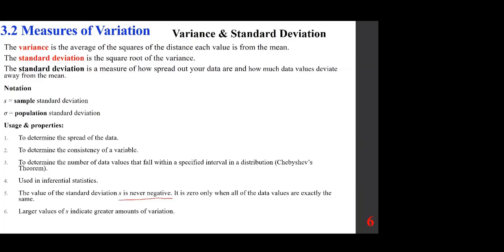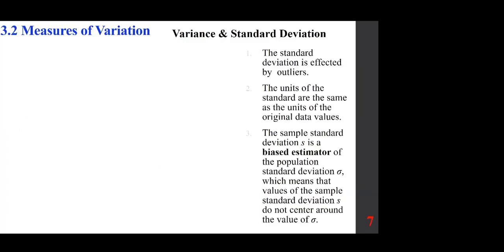That means product 1 and product 2 are identical. They're going to last the same in essence. That's the idea behind that. Obviously, standard deviation is affected by outliers. The units are the same, and the sample standard deviation is considered a biased estimator of the population standard deviation sigma, which means that values of a sample standard deviation do not center around the value of sigma.